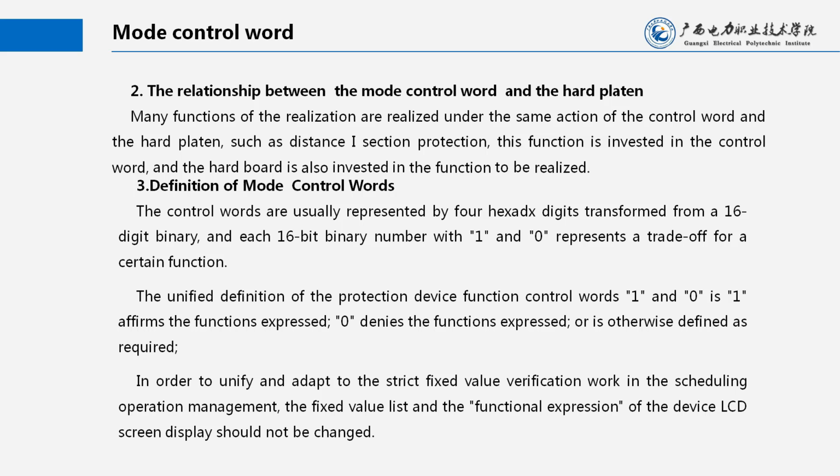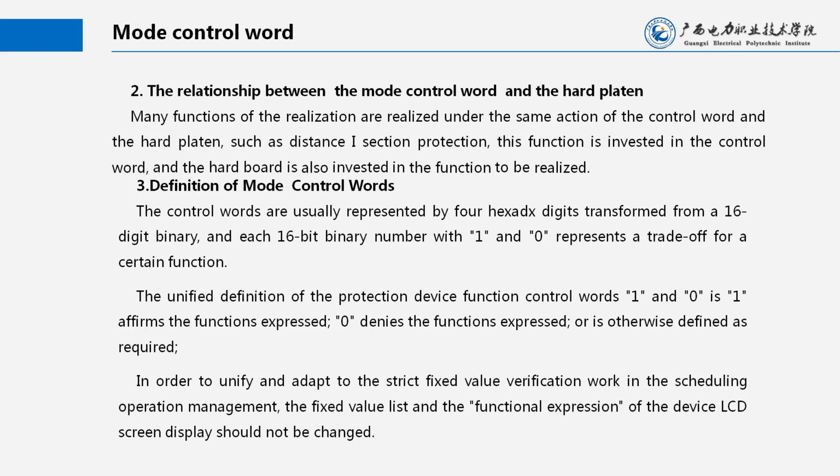The control words are usually represented by 4 hexadecimal digits transformed from a 16-digit binary number, and each bit of the 16-bit binary number with 1 and 0 represents a trade-off for a certain function. The unified definition of the protection device function control words 1 and 0 is: 1 affirms the function expressed, 0 denies the function expressed, or is otherwise defined as required.